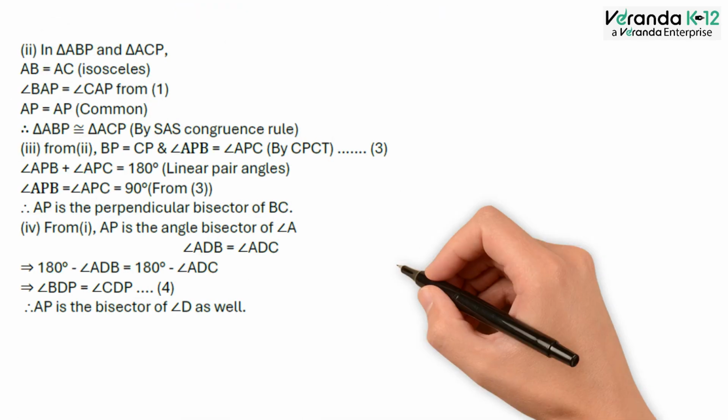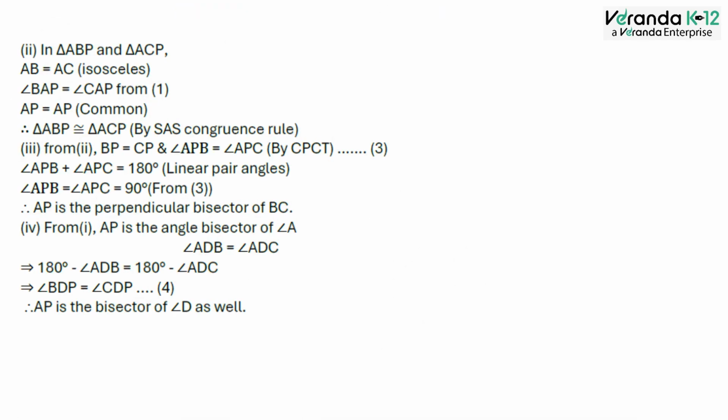Now the second part, consider triangles ABP and ACP. AB and AC are equal as the triangle is isosceles, BAP and CAP are equal from the first part. Then AP is common, so using the SAS congruence rule we can tell triangle ABP is congruent to triangle ACP. Then for the third part, from 2 we can tell BP and CP are equal and APB and APC are equal by CPCTC. But APB and APC form a linear pair. In a linear pair, angles being equal means those two angles are equal to 90 degrees. So BP and CP are equal and APB and APC are equal to 90 degrees. Therefore, we can tell AP is the perpendicular bisector of BC.